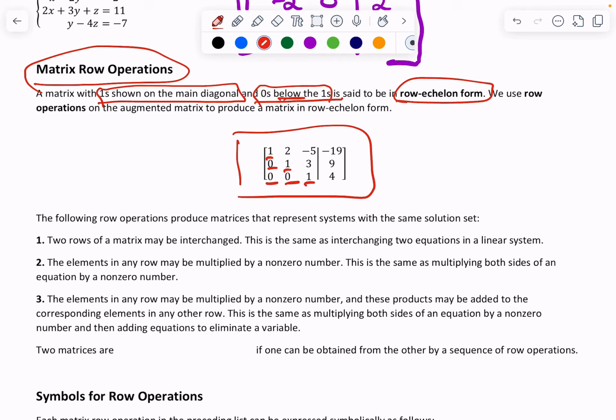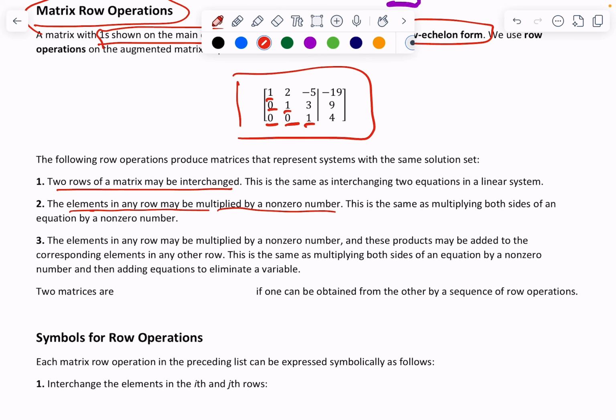First, two rows of a matrix may be interchanged. This is the same as interchanging two equations in a linear system. Second, the elements in any row may be multiplied by a non-zero number. This is the same as multiplying both sides of an equation by a non-zero number, which we've been doing. And third, the elements in any row may be multiplied by a non-zero number, and these products may be added to the corresponding elements in any other row.